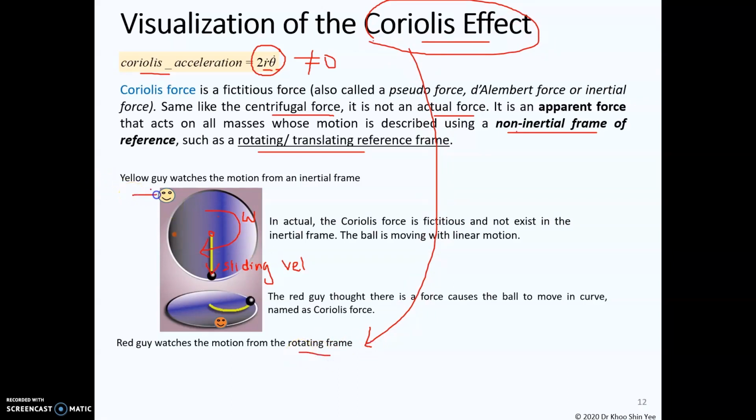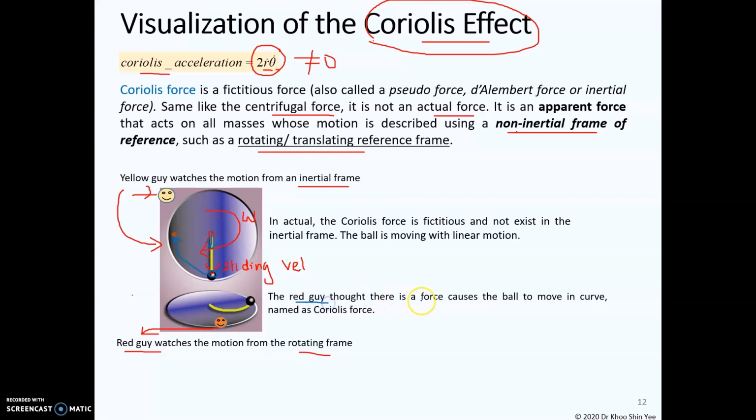So you have two guys here. One guy is the yellow guy, who is watching the motion from an inertial frame. So you see the ball moving in a straight line when you are in the inertial frame. The other, red guy here is watching the motion from the rotating frame, and you see a curve. From the top view, the red guy initially is at this position. When the ball is thrown to him, the position of the red guy changes with the rotating frame.